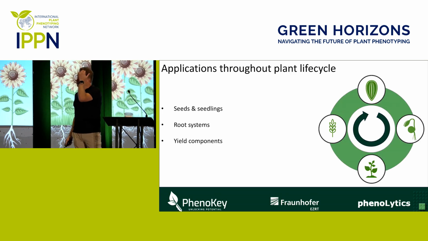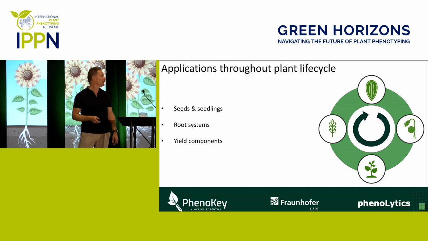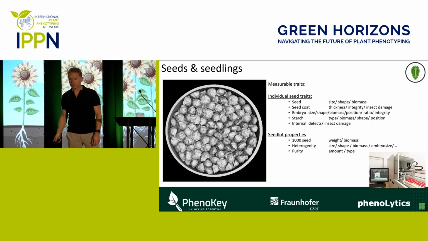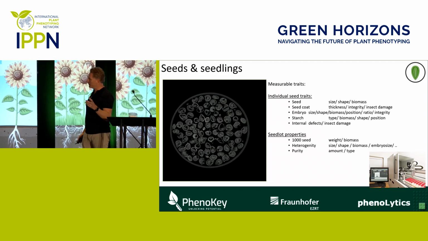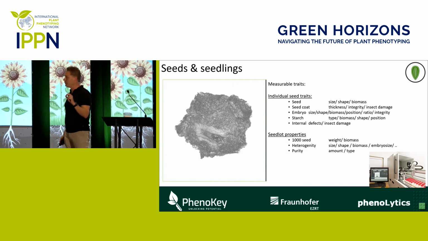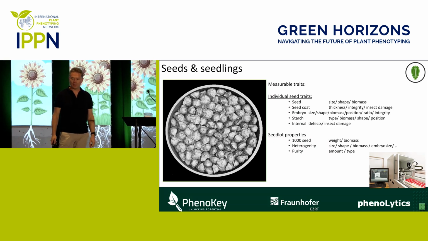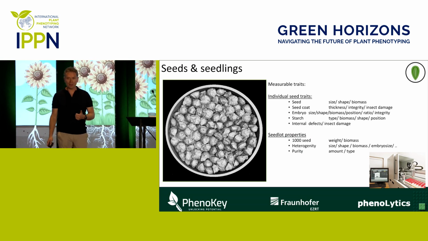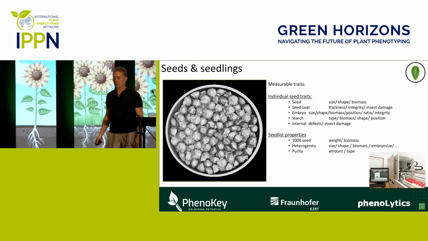So today I would like to focus on a few applications, because we promised to show applications throughout the life cycle of plants. First, seedlings, root systems, and also some slides on yield components. First up, seeds. So here you see an image of a container filled with seeds, a few hundred seeds, which is scanned and reconstructed. So it's a 3D volume. From that, individual seeds are being segmented, and from those individual seeds, individual traits are being derived that you see on the right-hand side of the image. So it's about seed coat, embryo, size, shape, position, starch position and components, for instance, but also internal defects like insect damage could be detected and quantified.